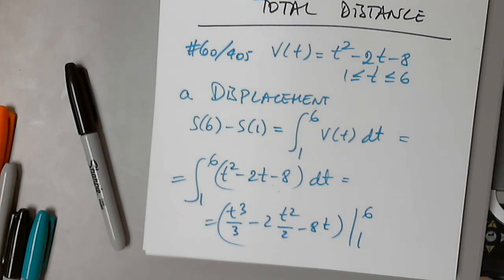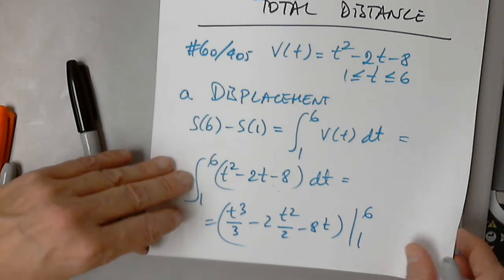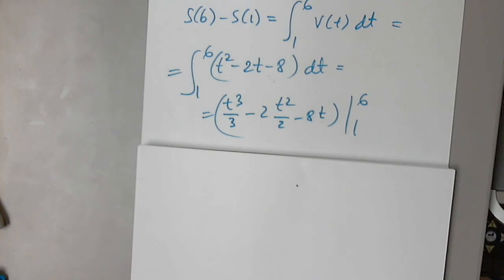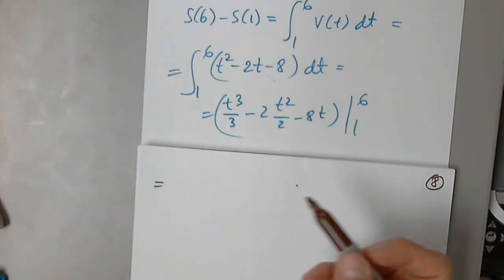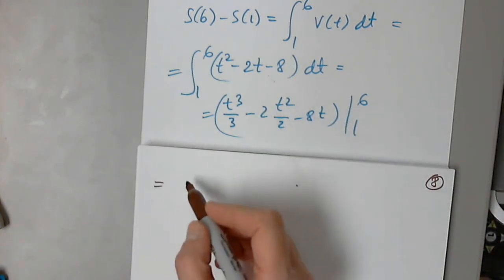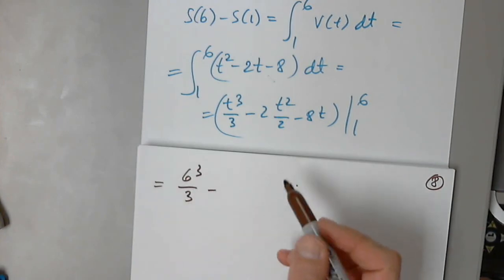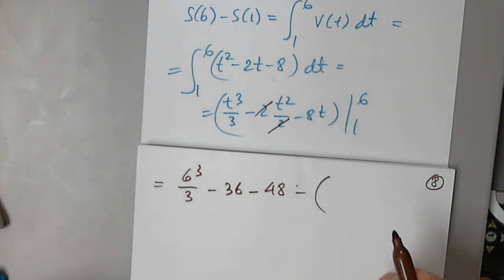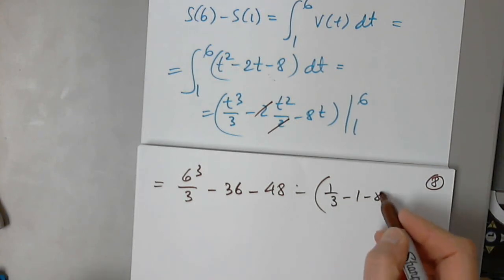Now this is the easy part. The more difficult part is to plug in 6, calculate, and subtract when you plug in 1. That's more tedious than writing this. We agree? So I'm going to plug in 6. 6 cubed divided by 3 minus 36 minus 48. Don't forget the minus in front of when you plug in 1. 1/3 minus 1 minus 8.